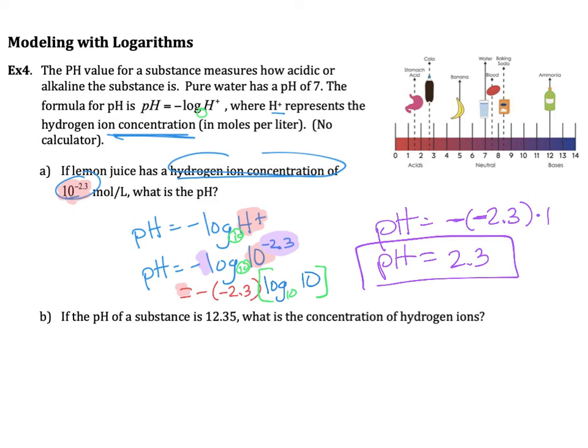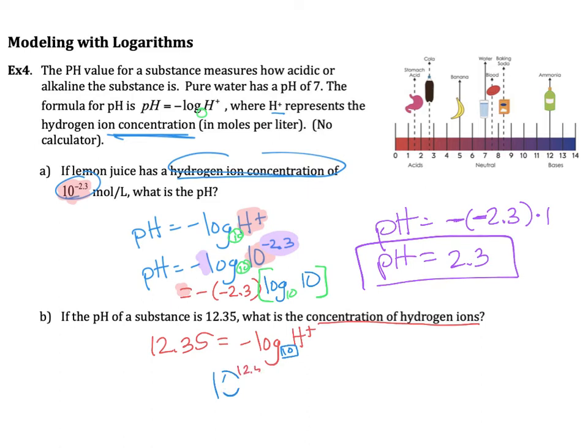Okay, letter B, it says if the pH of a substance is 12.35, so this time we gave you the pH, what is the concentration of hydrogen ions? So that would equal negative log of H plus. So I need to find the concentration of the hydrogen ions. Well, this is logarithmic form. I need to change logarithmic form into exponential form. So remember, if there is no base on the log, it's the common log, so it's base 10. So 10 to the power of 12.35.